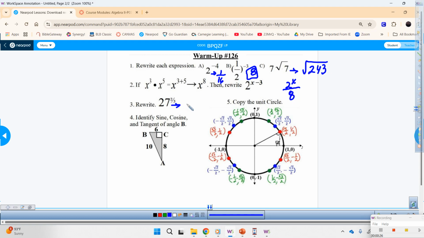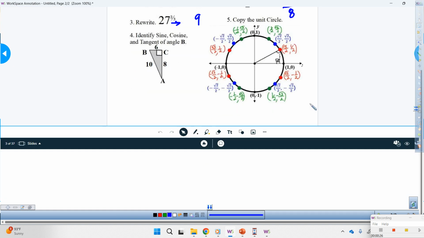Number 3, we got 9. Yes, so far so good. Let's go to number 4 with our trig functions.